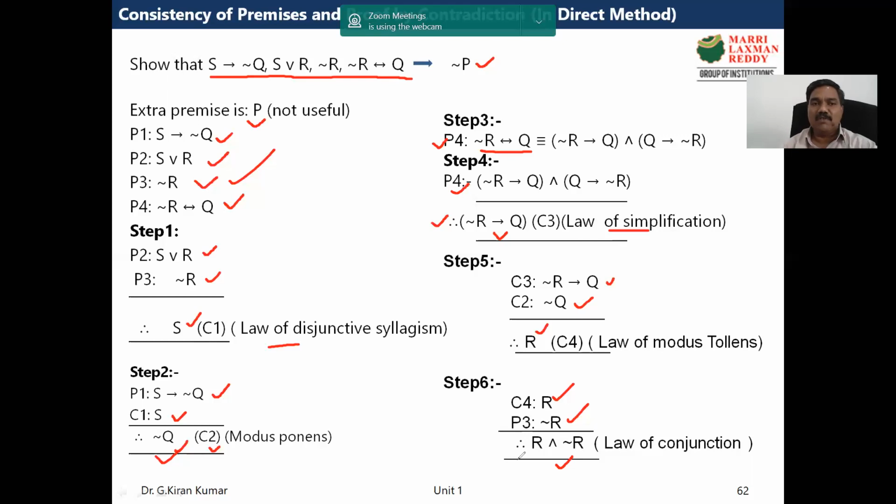So in this example, if you observe carefully, there is no relation between the propositions in the premises and the propositions in the conclusion. That means the given premises themselves are inconsistent, and inconsistent premises can derive any other conclusion. So hence, by deriving R and negation of R, we proved that the given premises are inconsistent. Thank you.